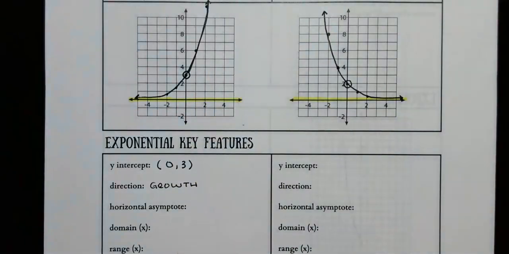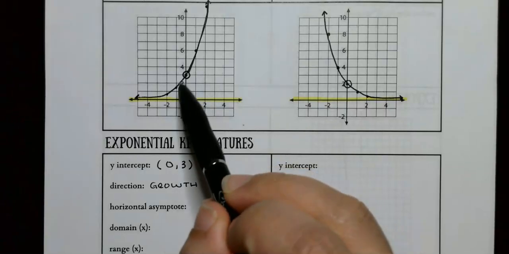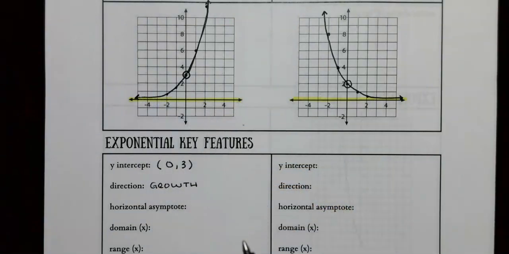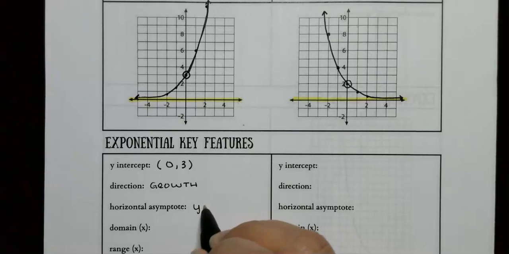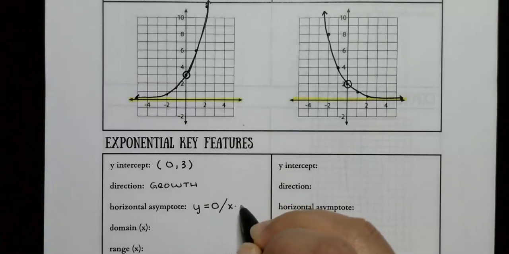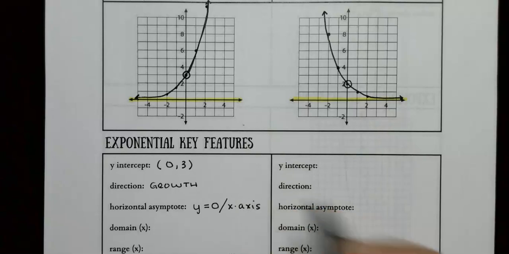Now the horizontal asymptote, we identified where you would find that number in the equation, but you can also find it on the graph. Notice that your graph only gets to a certain point and then kind of glides off. Well, that horizontal line is our horizontal asymptote. So for this one, it's going to be y is equal to 0, or you can also say the x-axis is also considered the horizontal asymptote.